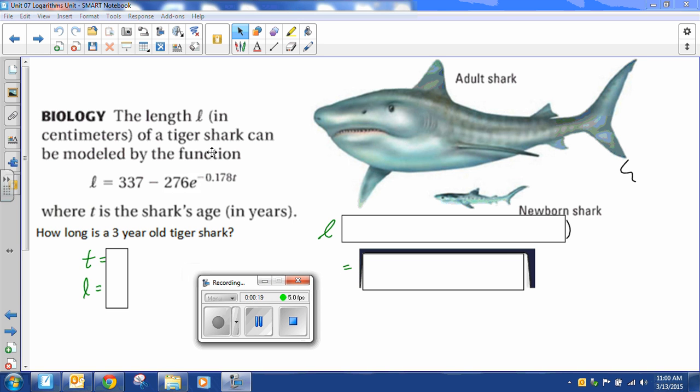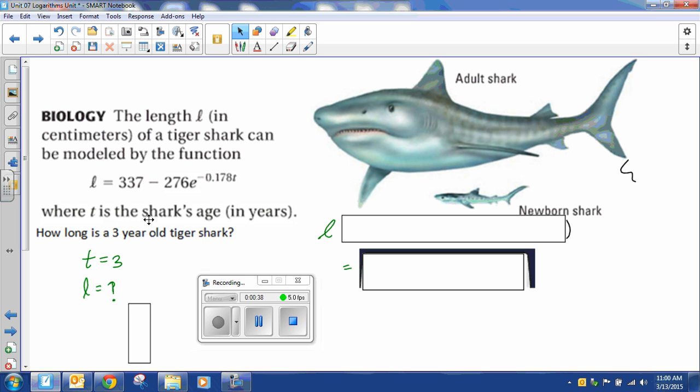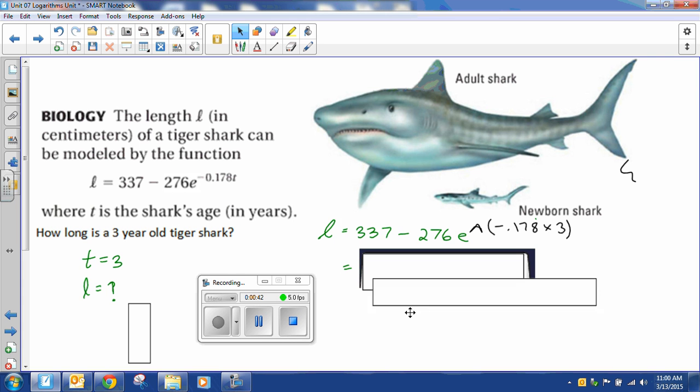So the first example, here's actually our do now, and this doesn't require logarithms. Basically, these are exponential functions. So we have a length L of a tiger shark that depends on how old it is, t. If a tiger shark is 3 years old, how long is it? Well, we use this formula right here.